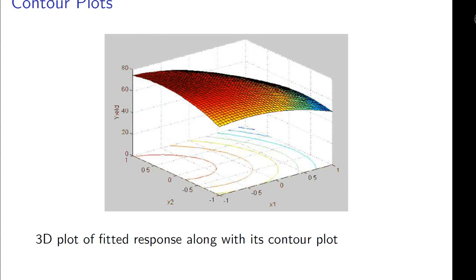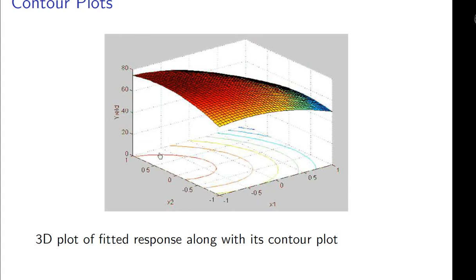And here's an example. There are two factors, x1 and x2. As you can see, if I bring the mouse down, this is the x1 axis. You see that it's scaled again, dimensionless, between -1 and 1. X2 between -1 and 1. And the third axis here is the response variable. In this case, again, yield, y.